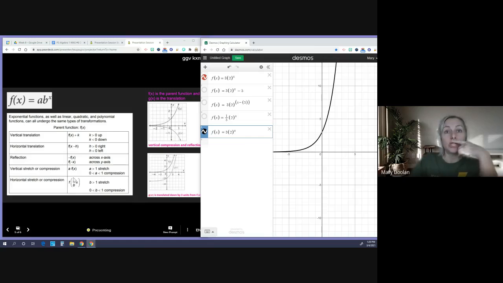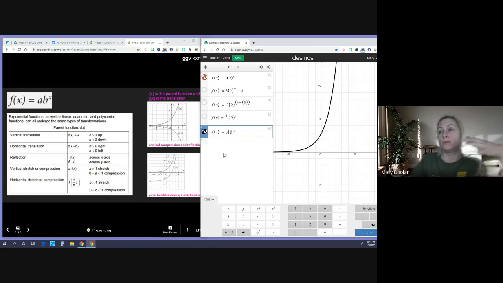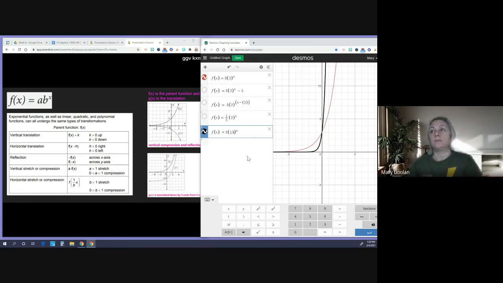But now I'm going to change how b looks. So if b is greater than 1, it's a stretch. So if I make this number greater than 1, even more than it already is, like 15, what does that look like? Okay, so it compressed it towards the y-axis. If I make this b a number between 0 and 1, so some sort of fraction, maybe like 1/4, that would work.